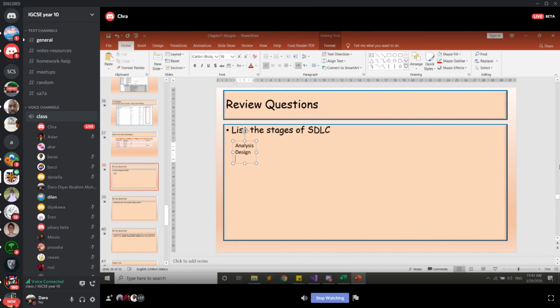Identify and describe the methods of research in a system. Okay, guys, I got the point. Discuss the advantages and disadvantages of different methods. Recording and analyzing information about the current system. Describe the need to identify input, outputs, and processing of the current system. And why do we need to identify the problems of the current system?